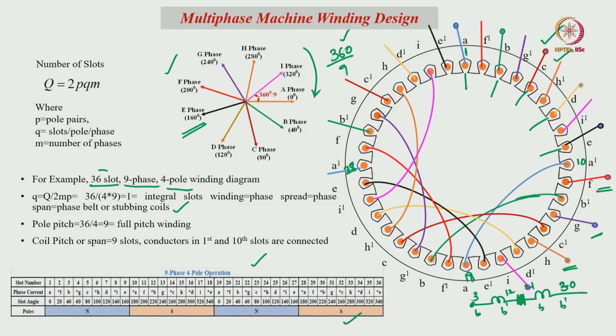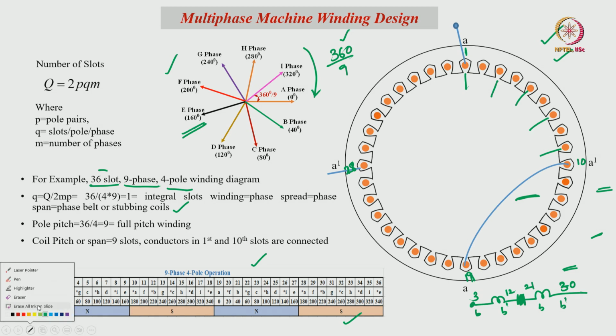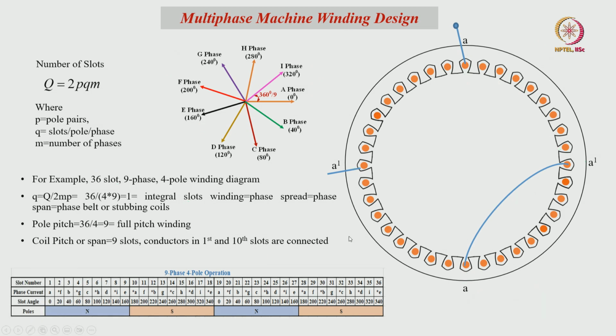Here the slots per pole per phase is 1, that means only one coil side has to be placed under one particular pole, as represented here. We can see the A phase has 2 coils. One coil is placed under one pole, that is the 1st and 10th slot, and the second coil is placed in the 19th and 28th slot. The intermediate connection is required between these 2 coils, the first slot and 10th slot and the 19th slot and 28th slot. So, these 2 we can connect. This is the blue color representation.